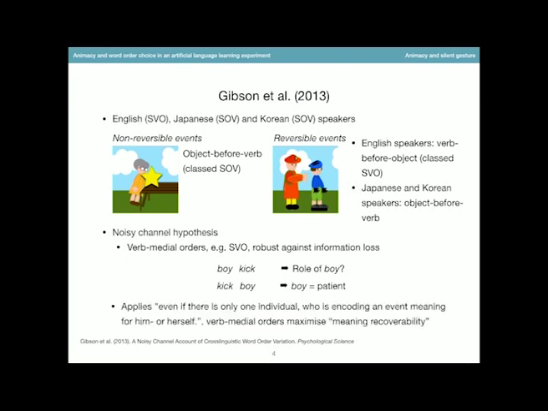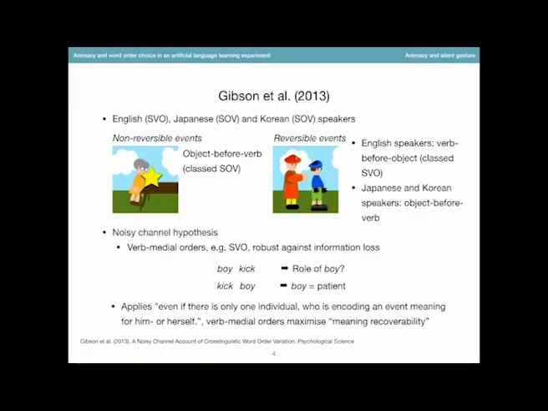So what they say is that it applies even if there's only one individual who's encoding an event for him or herself. Verb medial orders maximize recoverability, even if there's no communication. So that's the noisy channel hypothesis.